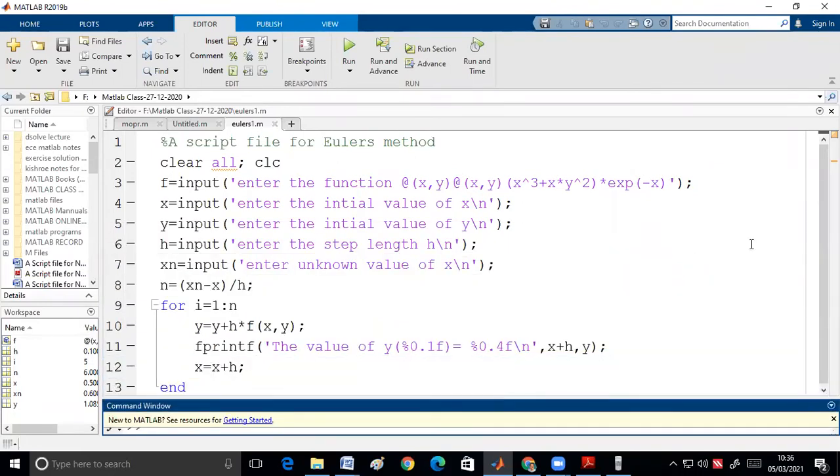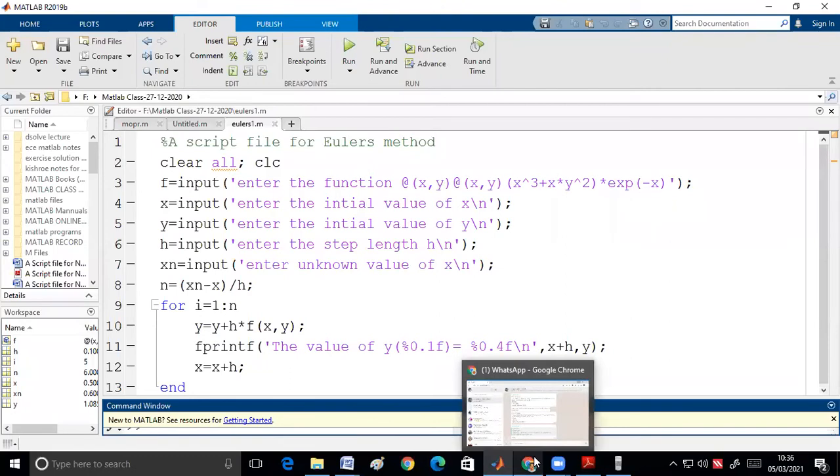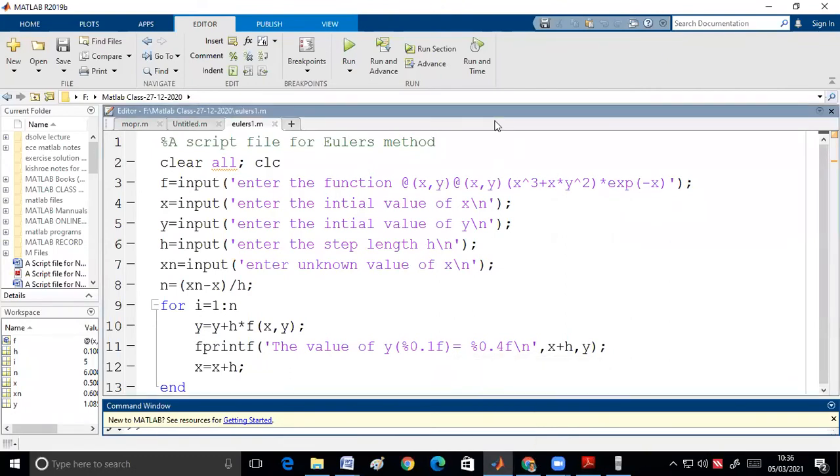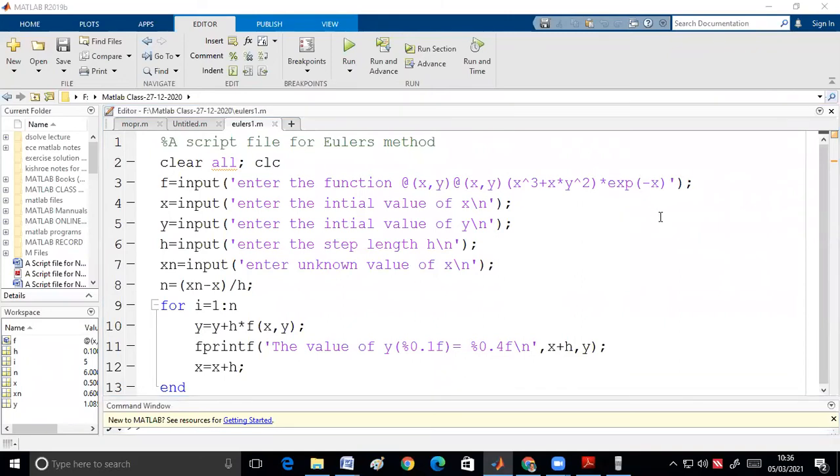Any doubts? From the student side, there is no response. Yama Jyotika? Yes, sir. Advaina?